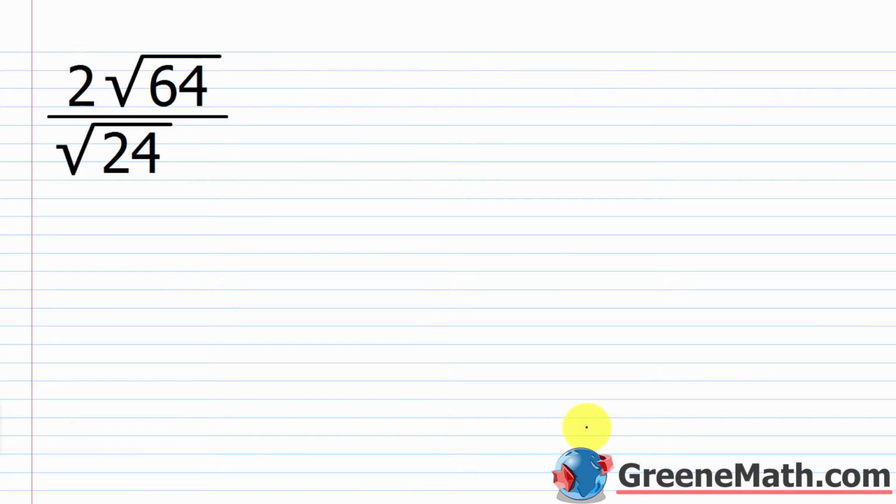All right, let's take a look at another one. So we have 2 times the square root of 64 over the square root of 24. So let's simplify. So we have 2 times, the square root of 64 is 8, right? We should know that at this point. So 2 times 8 over the square root of 24, I'm going to write as the square root of 4 times the square root of 6.